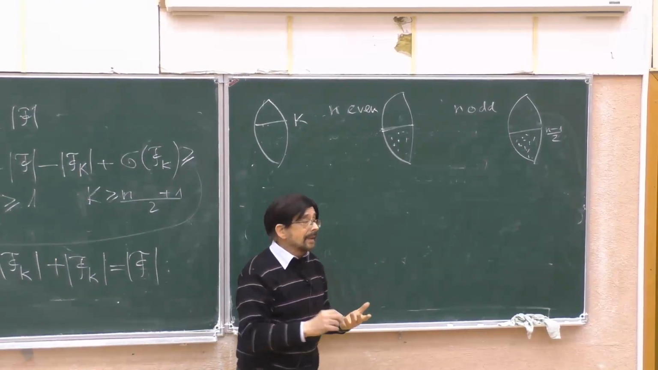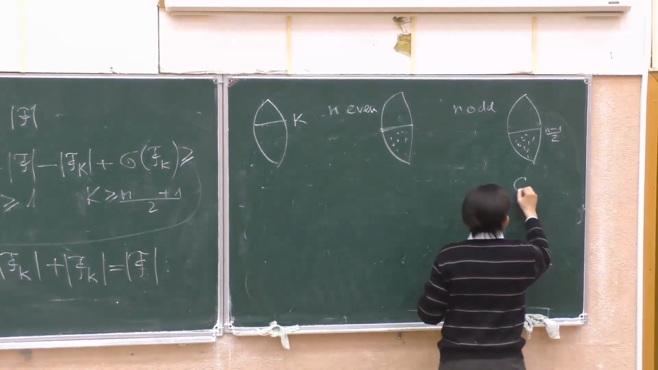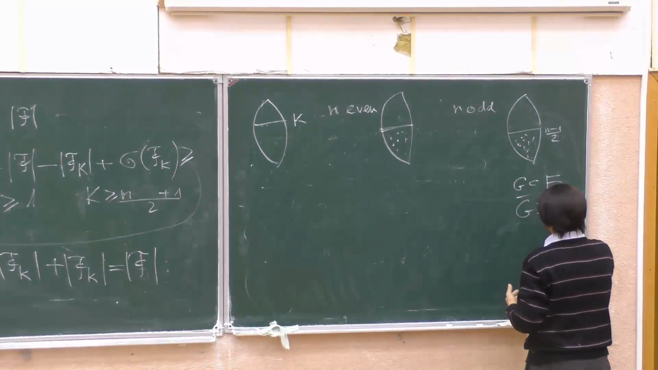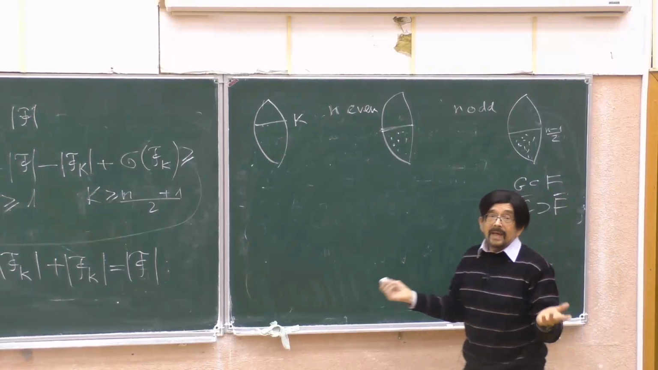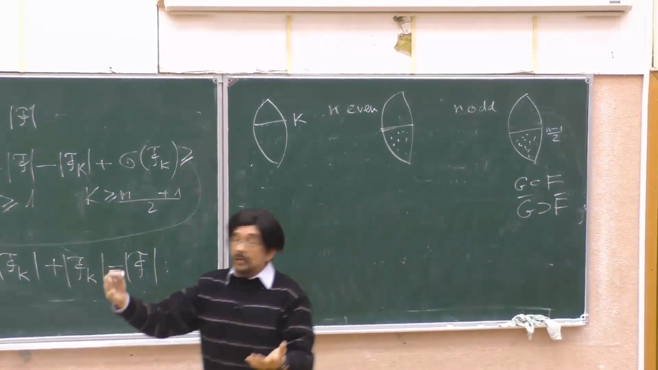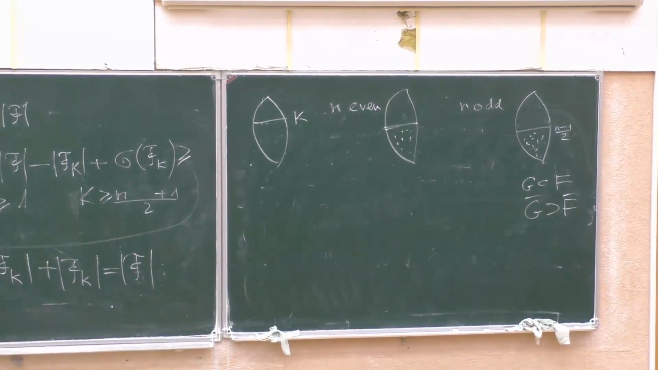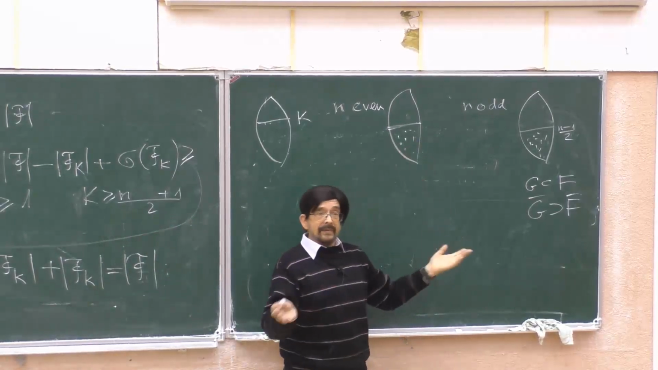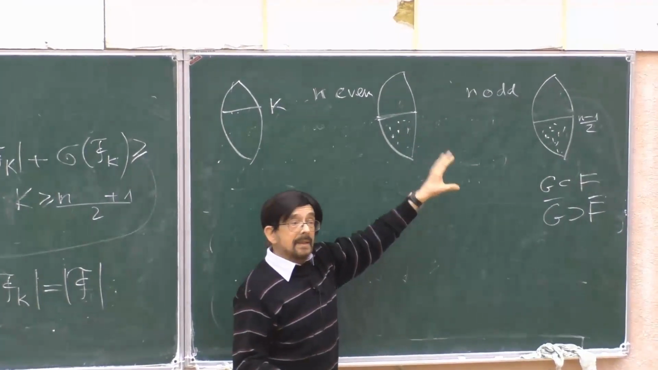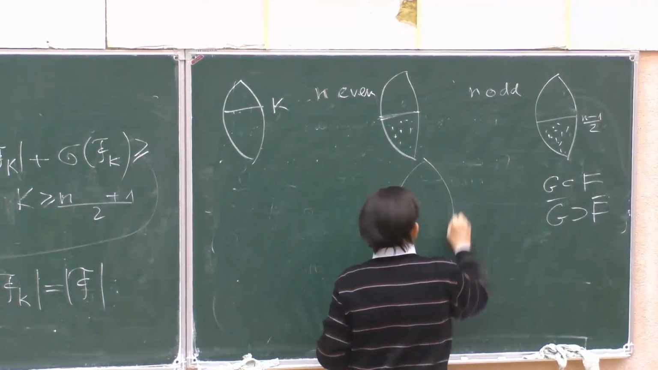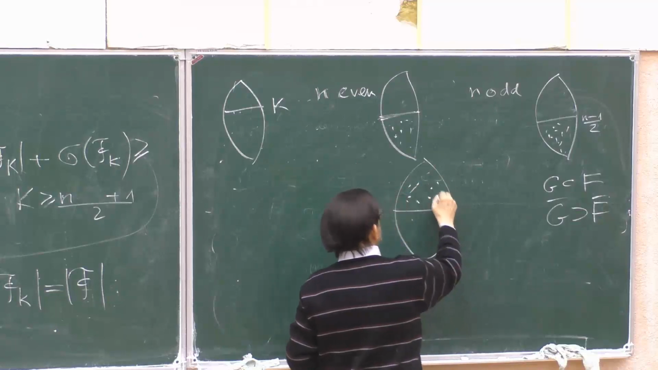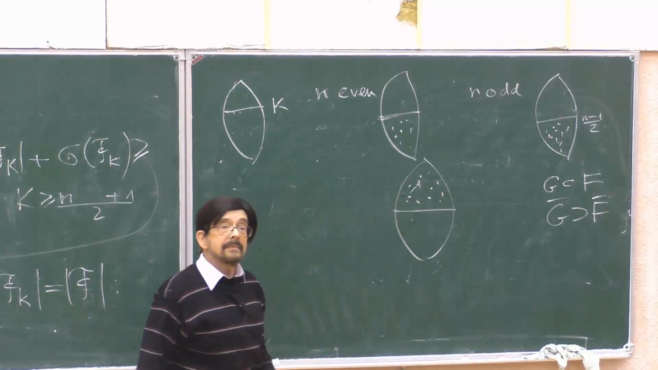Because if G is a subset of F, then the complement is a subset of the complement of F. So it doesn't change the conditions if we take upside down. So we take the complement of every member. Then we obtain this one.